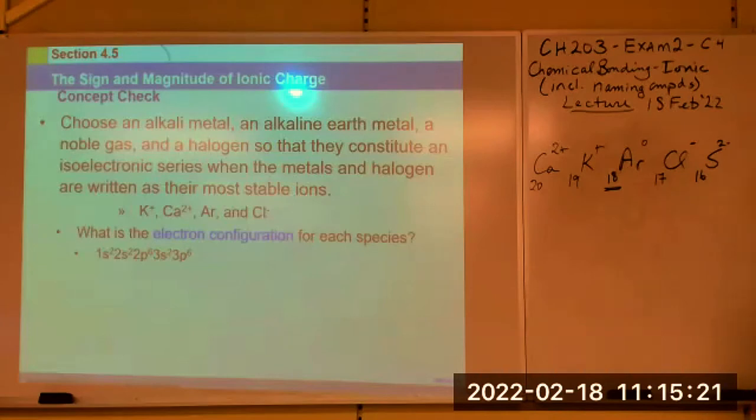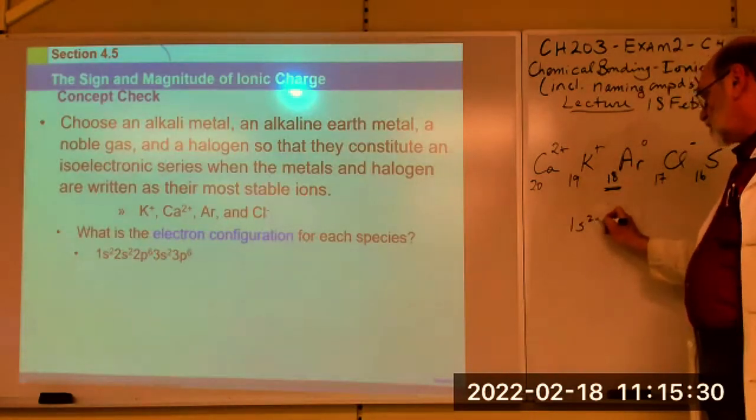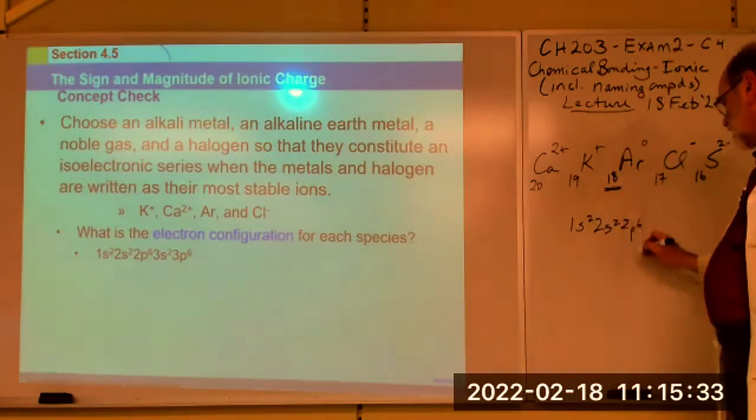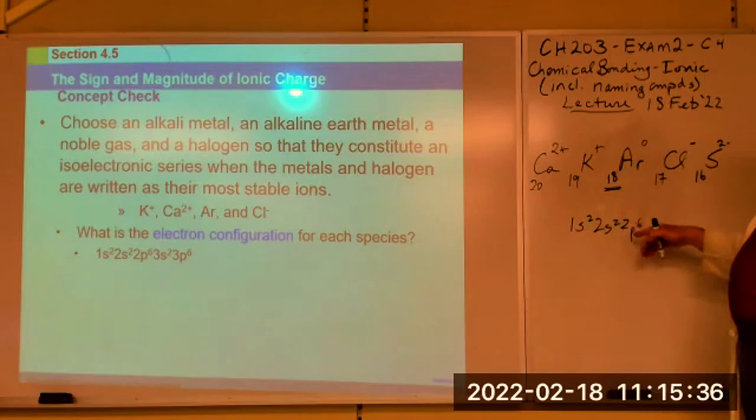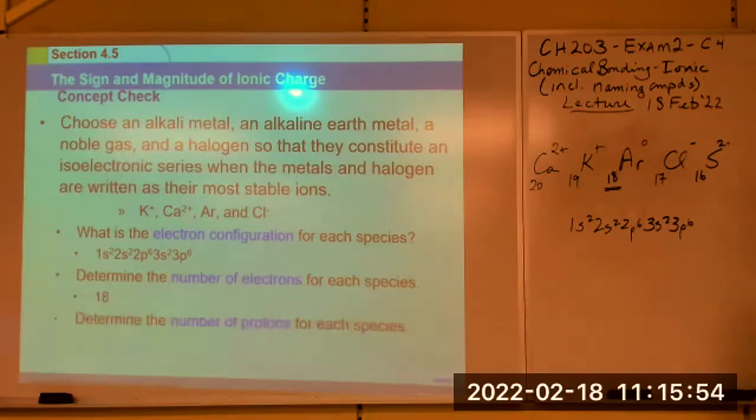Oh, I didn't write the electronic configuration. If they're going to be the same electronic configuration, then we just follow along, right? Argon is 1s2, 2s2, 2p6. Is that 6? 10. I need 8 more. 3s2, 3p6. There we go. So that's the electronic configuration for this one, and everybody in the series. They all have 18 electrons, but different numbers of protons. If they have different numbers of protons, you get different elements.